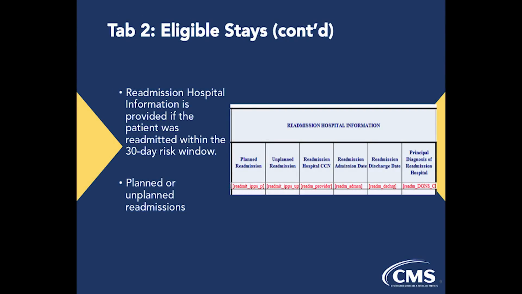The next columns are the hospital information where the patient was readmitted, columns M through R. If the patient was readmitted within the 30-day risk window, the hospital CCN, admission date, discharge date, and principal diagnosis of the stay at the readmitting hospital will be provided. This information is pulled from the claim submitted by the readmitting hospital. This is where a planned or unplanned readmission is noted according to the technical specifications for this measure.